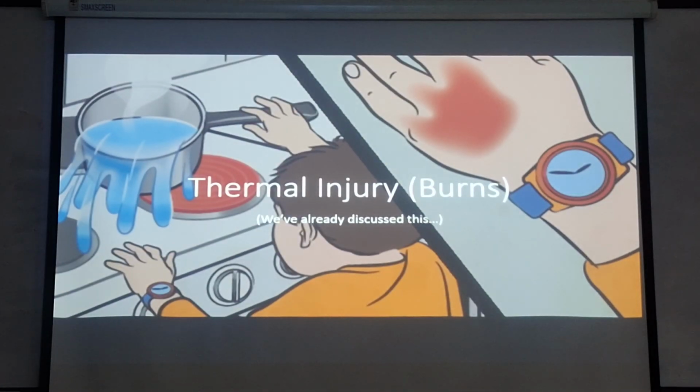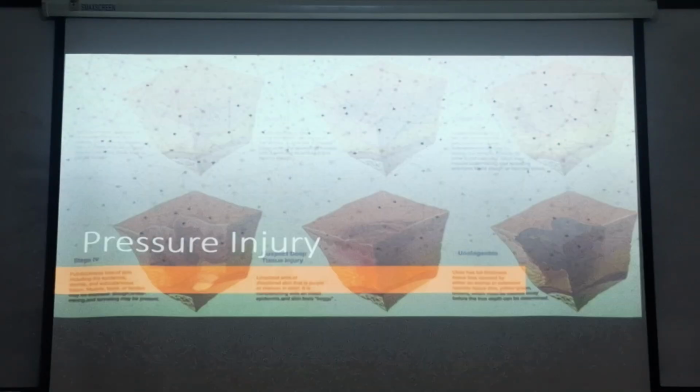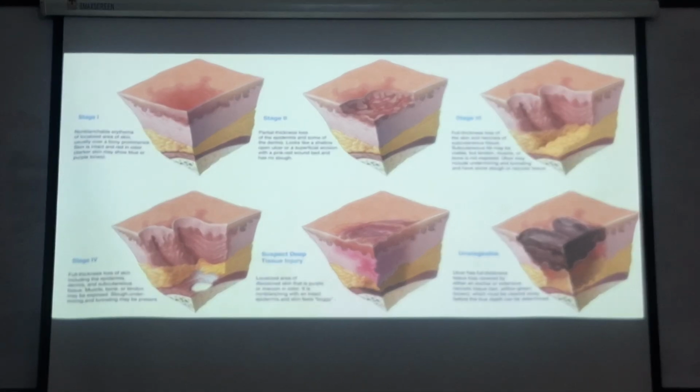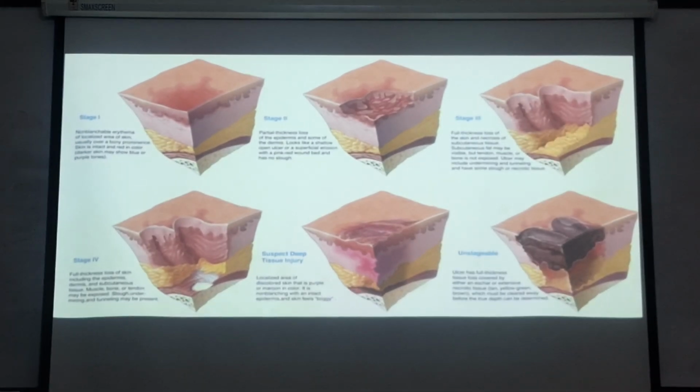Okay, burns. We already discussed this. Pressure injury. So this is common in bedridden patients. Of course, if you can move around, and you still have a bed sore, what are you doing with your life? No? So anyway, if the pressure usually exceeds 30 millimeters mercury, and the magic number is 6 hours of continuous pressure, then that could result in ischemia of the area.